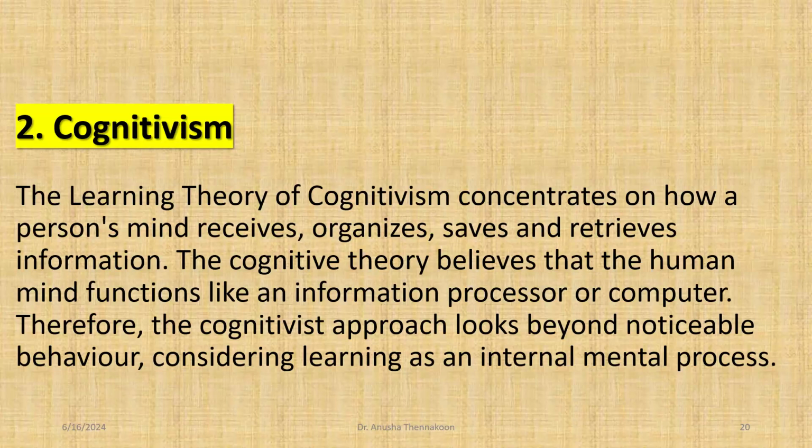Therefore, the cognitivist approach looks beyond noticeable behavior, considering learning as an internal mental process. So, under cognitivism, the theory focuses beyond noticeable behavior because our brain function is something that we can't see. But this theory talks about that internal mental process, which is beyond observing.